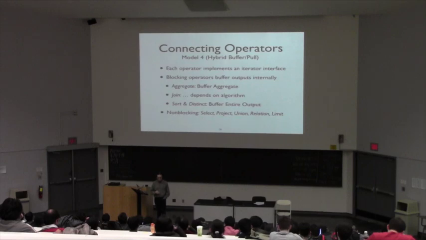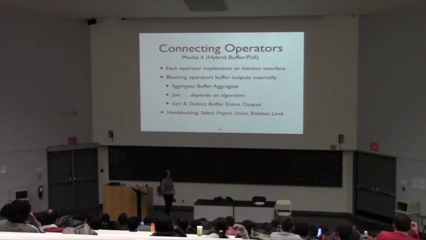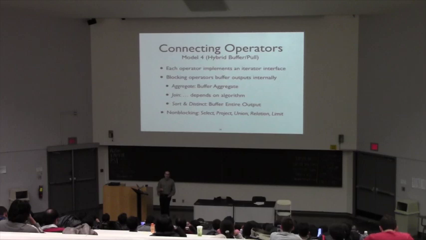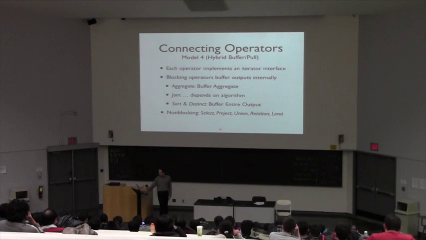So what the reference implementation does is combine this with the previous model. Every single operator implements this iterator interface, but certain classes of operators, as we'll discuss later on, namely aggregate, join, sort, and distinct, are implemented with internal buffers. And the first time that read next tuple is called, they essentially do all of the computation that they're ever going to do and create a buffer of all of their outputs. Whereas the operators that actually do admit this kind of pull-based interface natively, they implement those correctly. All right.